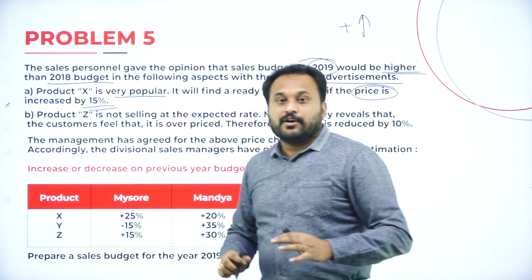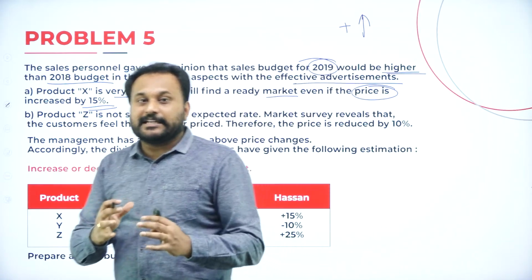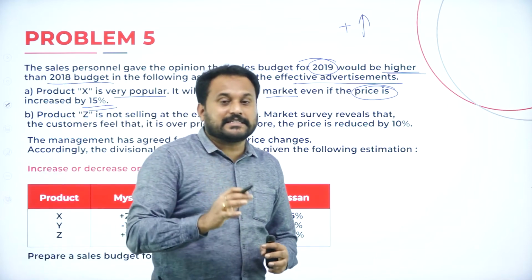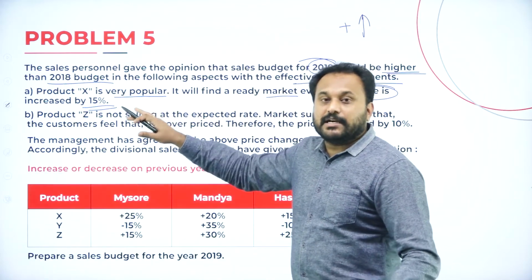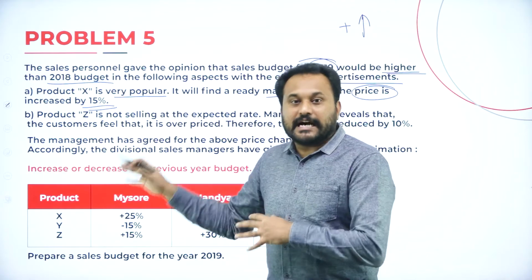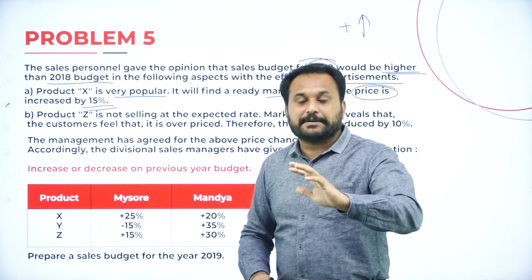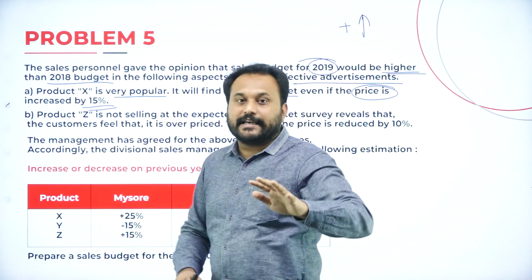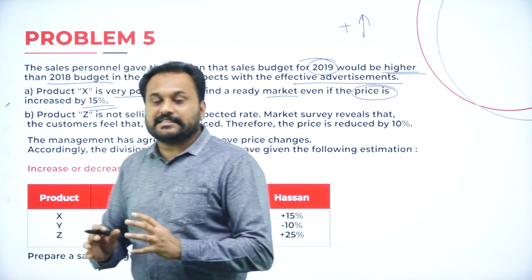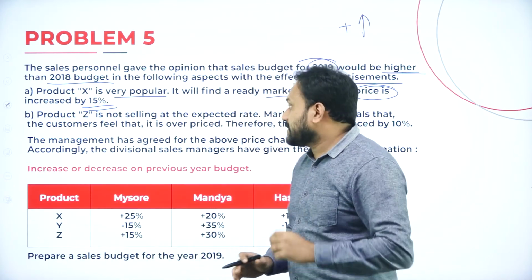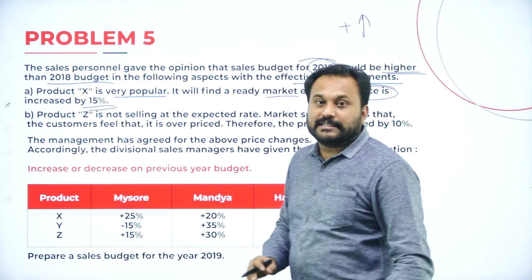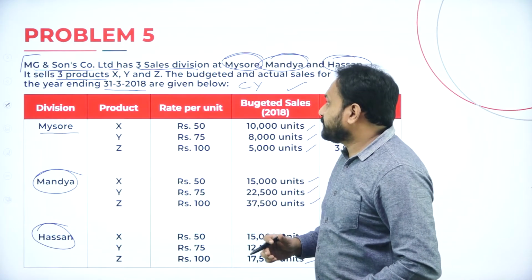Now understand, what is the price? They are talking about the price, meaning the rate of product X. Now have they mentioned Mandya or Mysore or Hassan? No, they said product X. That means for all of product X, we are supposed to increase the price. By how much? 15%.